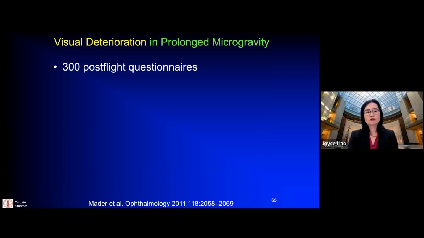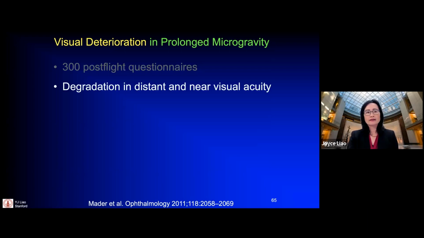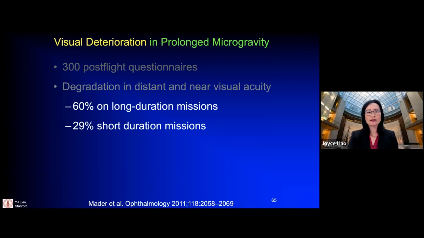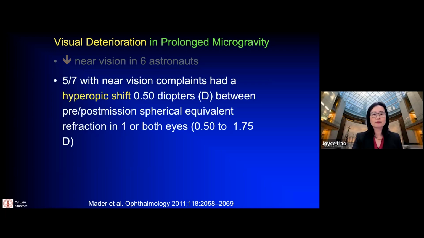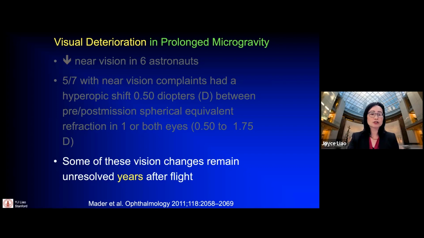They surveyed 300 people who have been deployed to space. Many people describe a degradation of visual acuity at distance and near. So 60% on long duration missions, which are typically more than 6 months long, and about 30% on short duration, so 3 months or sometimes less. They specifically describe a decrease in near vision due to something called hyperopic shift, because of the swelling of the optic nerve and shifting of the retina around it. Some of these changes remain persistent even years after flight.